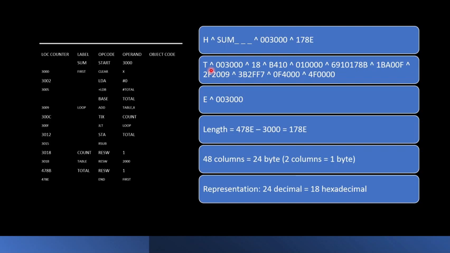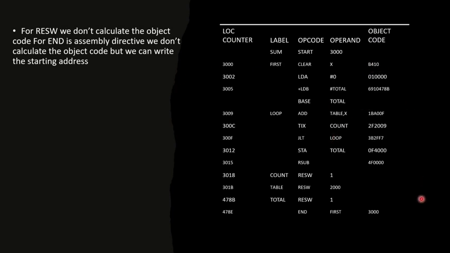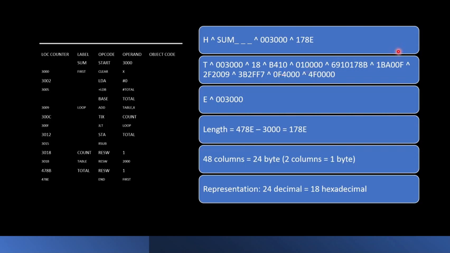Next, moving on to the text record, column 1 would be T, caret symbol. Next, columns 2 to 7 is the starting address in this record, which would be again 003000 caret, and then columns 8 to 9 would be the length of the object code in this record in bytes, which would be 18, and then we have columns 10 to 69 for object codes. So here we write the object codes of the things we have here: B410, 0100, 0000, and 6910478B. All those things we have written here. Starting from column number 10 through 69, we get all the object codes here.